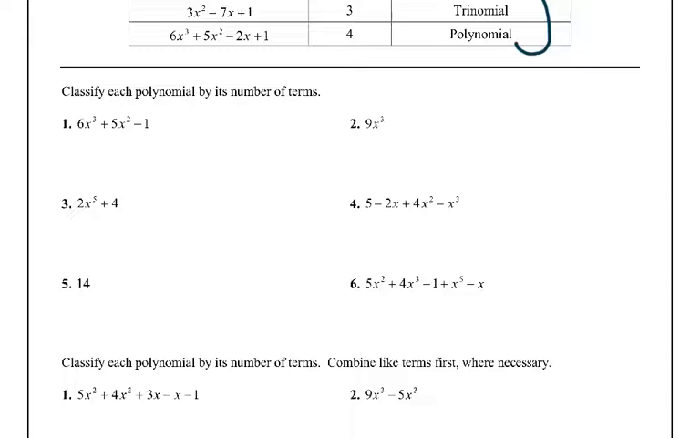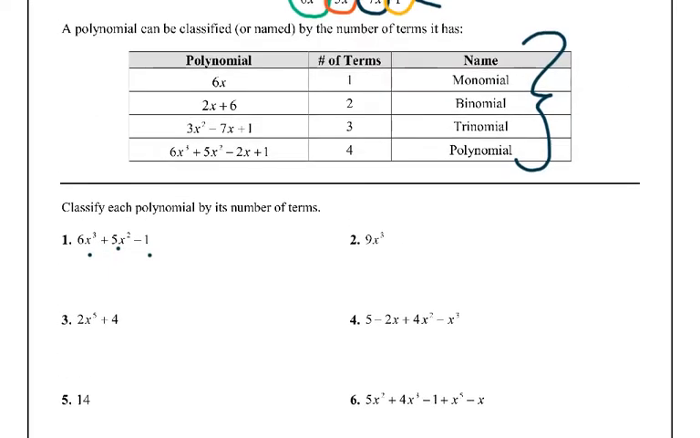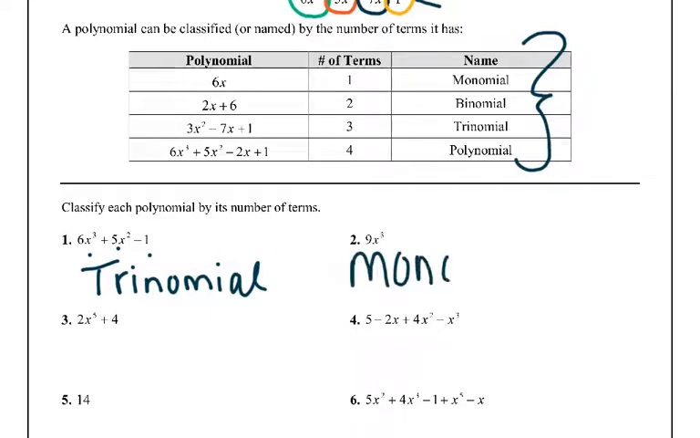So if I look, I have 1, 2, 3 terms. Based on the table from up top, 3 terms is considered a trinomial. So in this case, I would just write trinomial. And that's how I would classify this based on the number of terms. If I look at the second one here, 9x cubed, there's only one term here because there's no addition or subtraction signs between any terms. So this would just be considered a monomial.